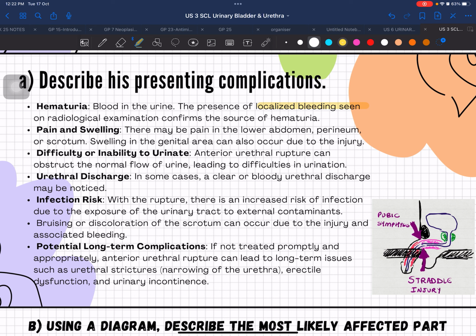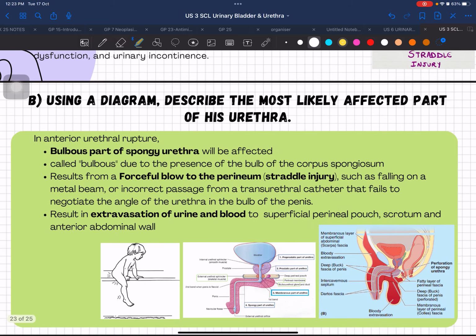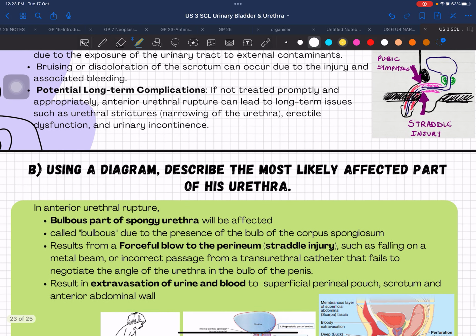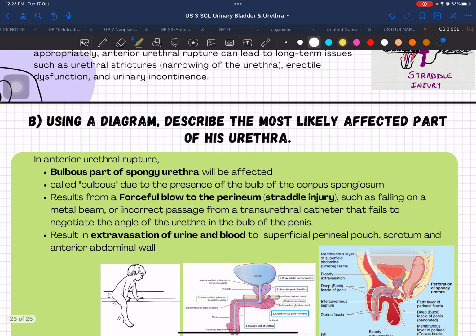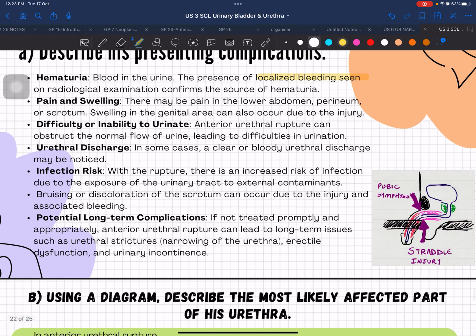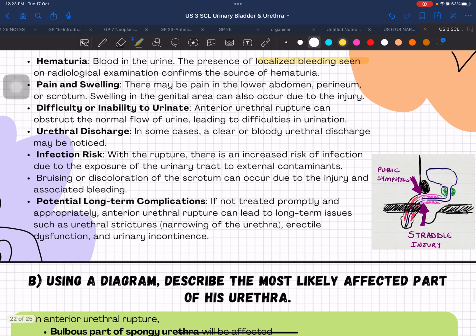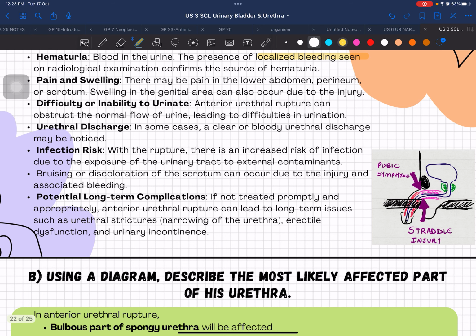Second one would be pain and swelling. There may be pain in the lower abdomen, perineum or scrotum, and swelling in the genital area can also occur due to the injury, because the area where the patient has his trauma is around this area. Third one, difficulty or inability to urinate. Anterior urethral rupture can obstruct the normal flow of urine, leading to difficulties in urination.